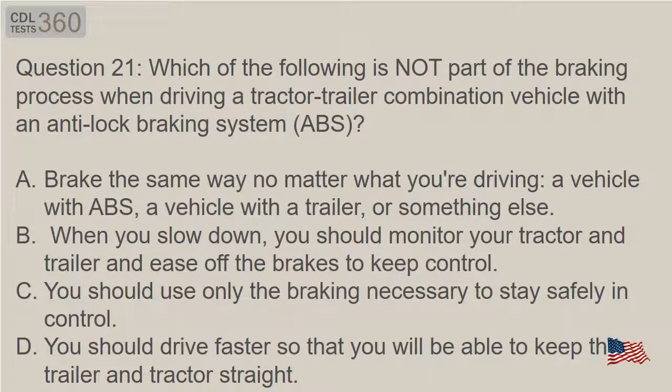Question 21. Which of the following is NOT part of the braking process when driving a tractor-trailer combination vehicle with an anti-lock braking system, ABS? A. Brake the same way no matter what you're driving: a vehicle with ABS, a vehicle with a trailer, or something else. B. When you slow down, you should monitor your tractor and trailer and ease off the brakes to keep control. C. You should use only the braking necessary to stay safely in control. D. You should drive faster so that you will be able to keep the trailer and tractor straight.